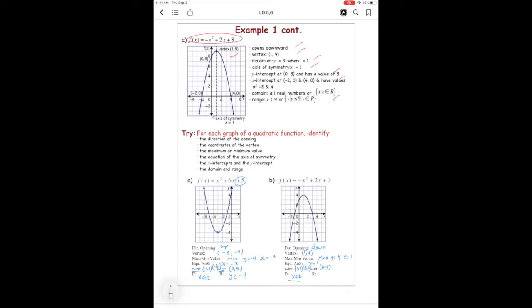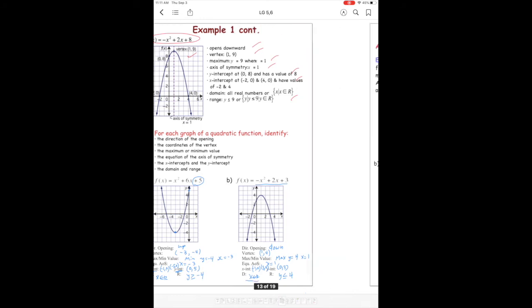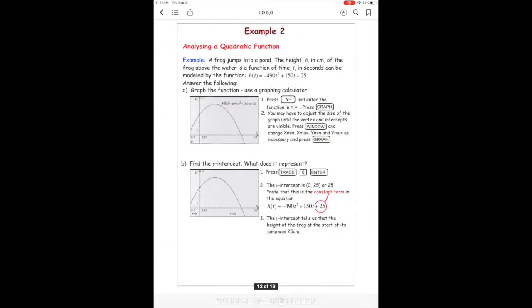And some people ask me, is the domain always going to be x ∈ R? When you just have functions, yes, but when we have real life problems, no. And we're going to see that pretty soon now. It's less than because it's going downwards. All right, now we're going to go on to word problems, real life situations.